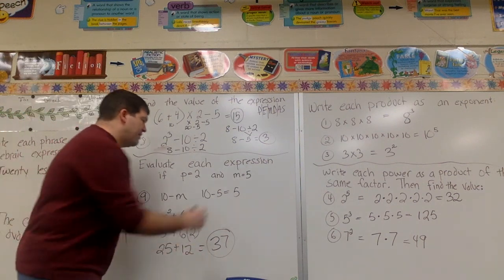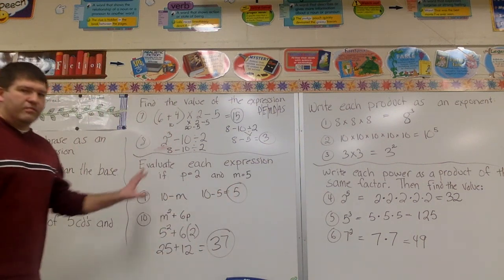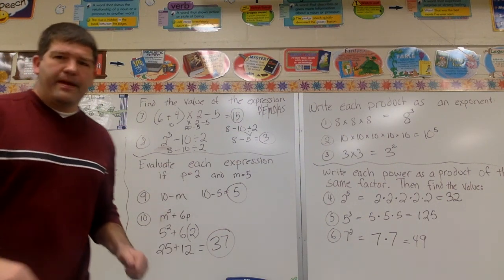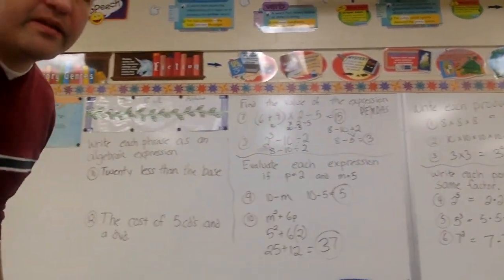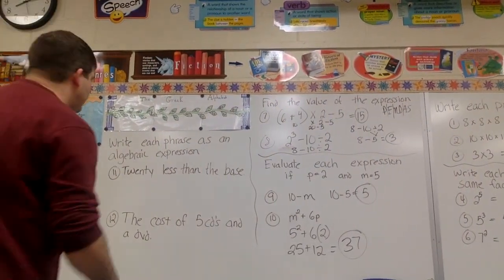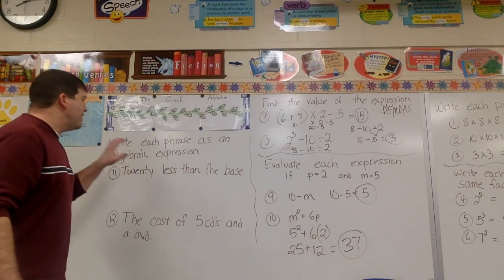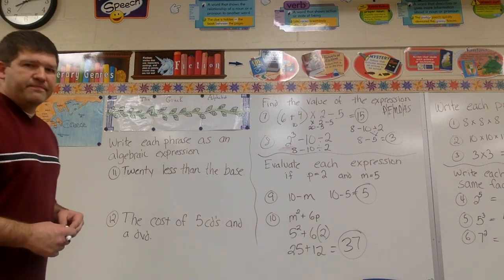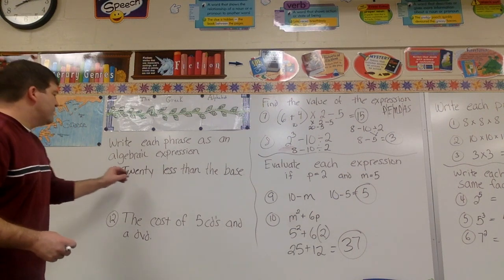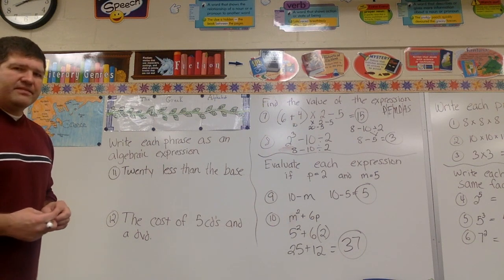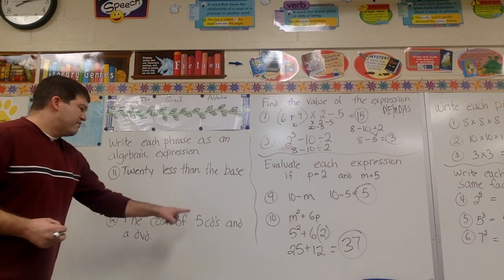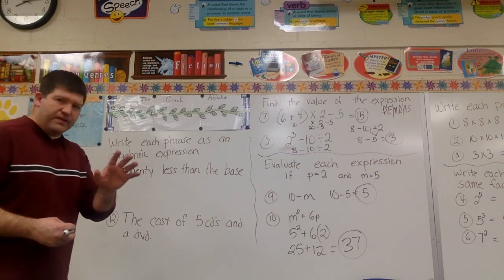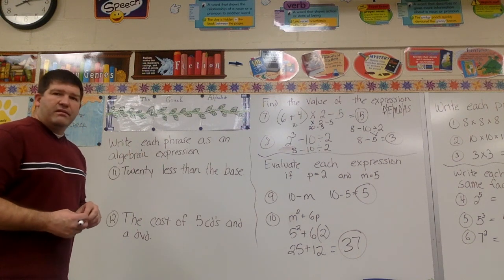If you did not get 37 or did not get 5, re-look at these and see how I plugged them in and did order of operations. Okay? Our last two, these are the most difficult, where you write a phrase as an algebraic expression. Okay, we'll just do 2 of these. First one, 20 less than the base. And this one is the cost of 5 CDs and a DVD. Go ahead and pause the video and do these 2 and then come back and I'll do them for you.